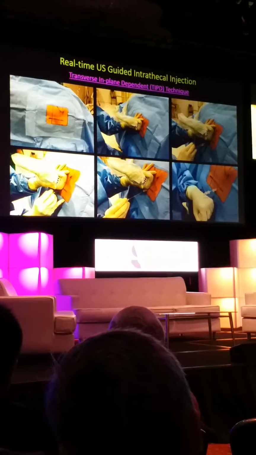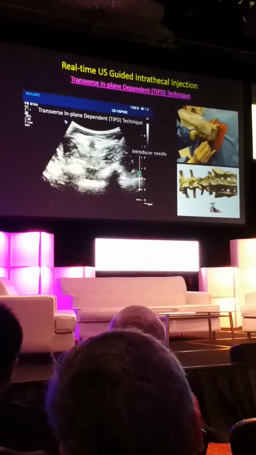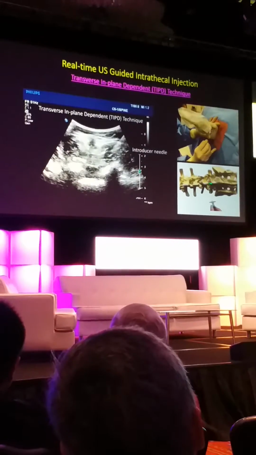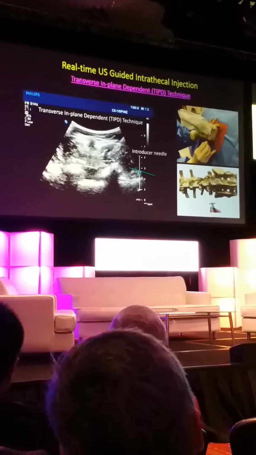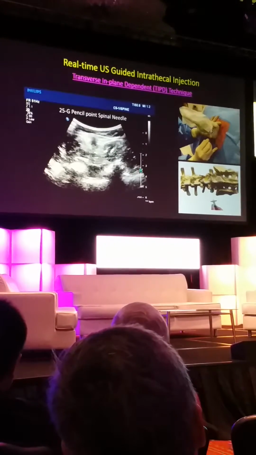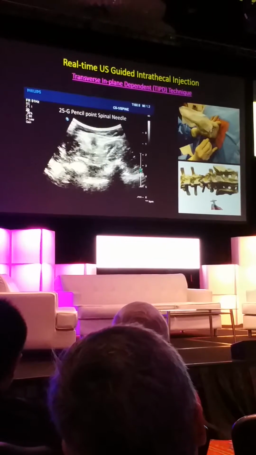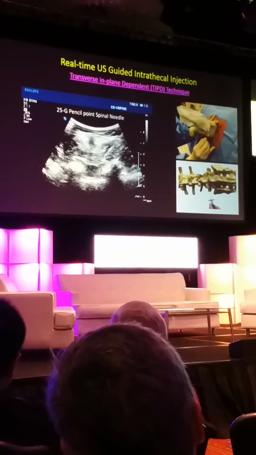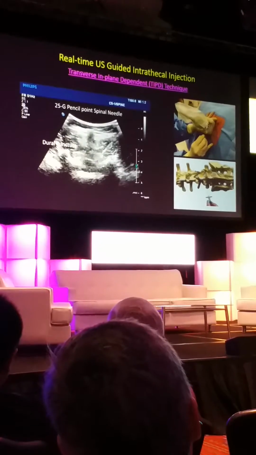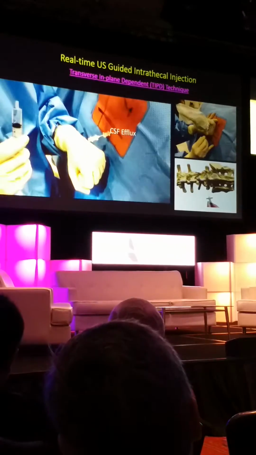What you see now is a video image, if I can get it running. Okay, this is what you will see. You can see the needles introduced from the dependent side. We're aiming to go through the transverse space. And you can see the introducer needle being introduced here. And through the introducer needle, we introduce the spinal needle. And you can see this is the articular process over here. This is the dura. And at the moment of truth, you can see the dural puncture. And the CSF efflux is relatively quick.